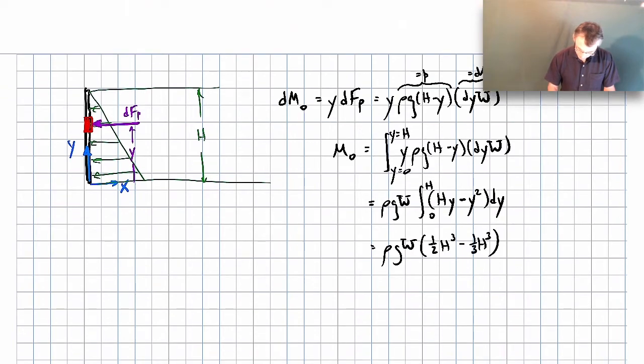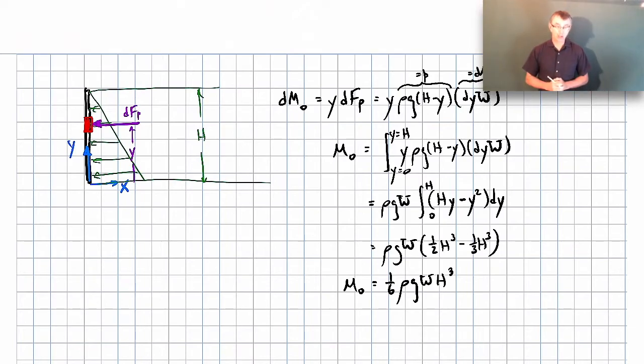And then we can write one last time. So this will be 1/6 rho g w h cubed. So that's the moment caused by my distributed pressure force, right? Hopefully that all makes sense to you. Now let's replace the distributed pressure force by the resultant pressure force.